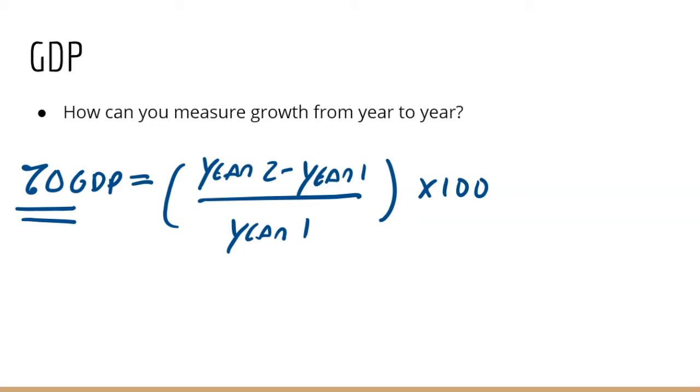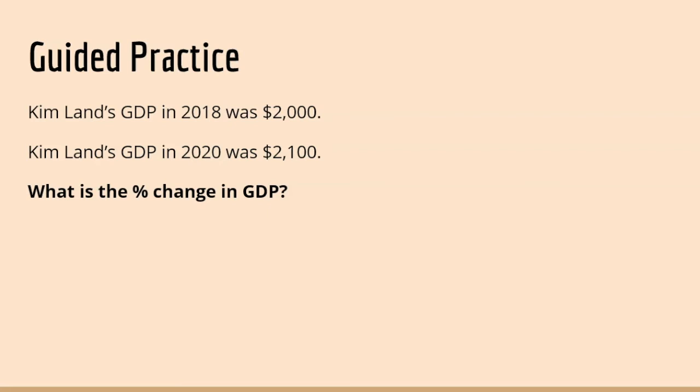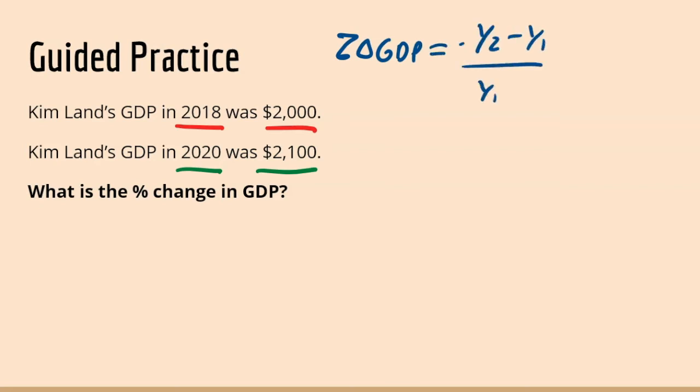So let's do a little bit of an example before we move on. Let's say Kim Lian's GDP in 2018 was $2,000. We're also going to say that Kim Lian's GDP in 2020 was $2,100. Here we know what our equation is: the percent change in GDP equals year 2 minus year 1, divided by year 1, times 100. That is our percent change. What exactly is the percent change in GDP? That is what the question is asking for. So let's figure this out.